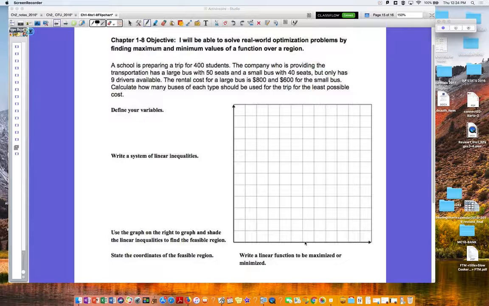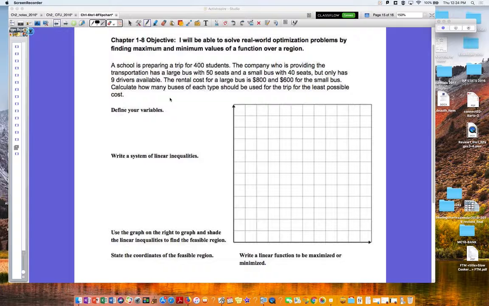It says, a school is preparing for a trip for 400 students. The company providing transportation has a large bus with 50 seats and a small bus with 40 seats, but only has 9 drivers available. The rental cost for a large bus is $800 and $600 for a small bus. Calculate how many buses of each type should be used for the trip for the least possible cost.